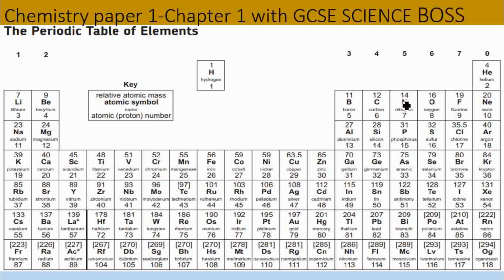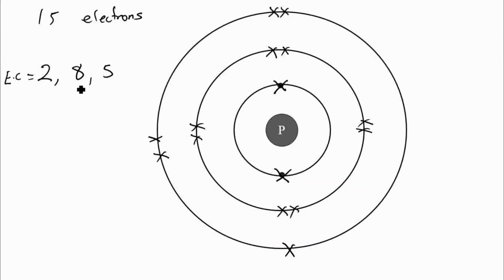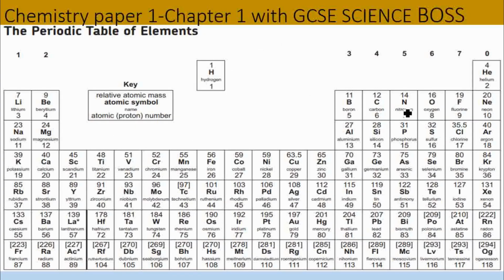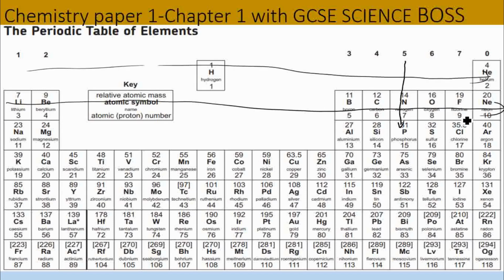So let's look at the periodic table. So this is 2,8,5, which means that it's going to be found in group 5, period 3. Okay, so group 5, period 3, let's check. All right, have a look at that. Group 5, period 1, period 2, and period 3. That's exactly where you're going to find phosphorus.